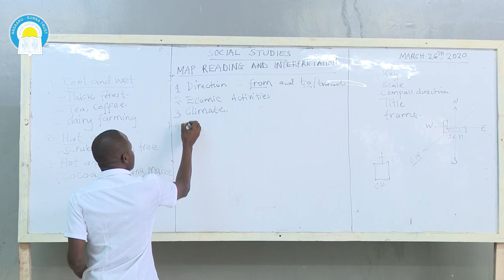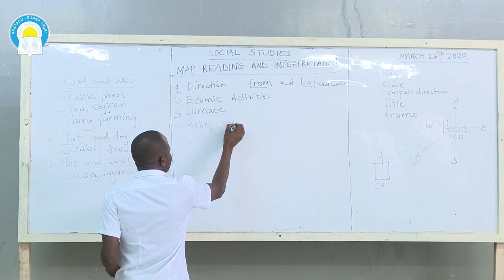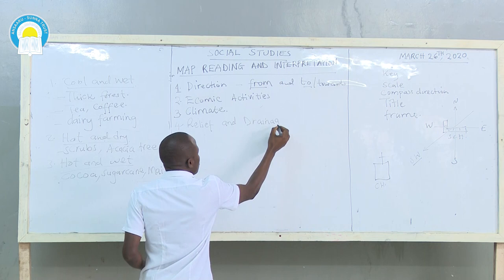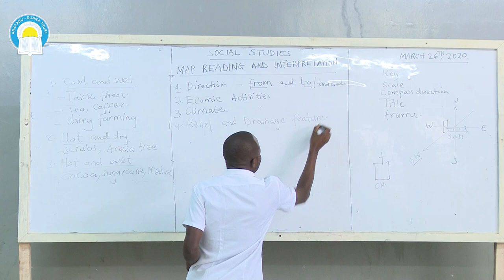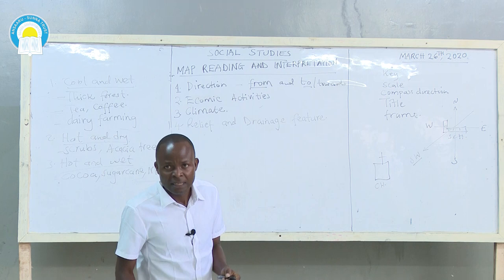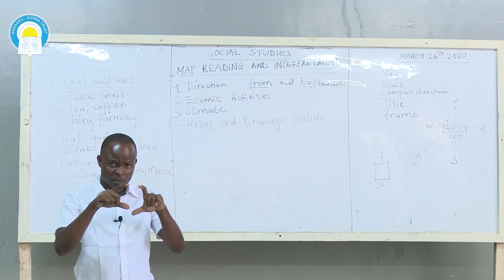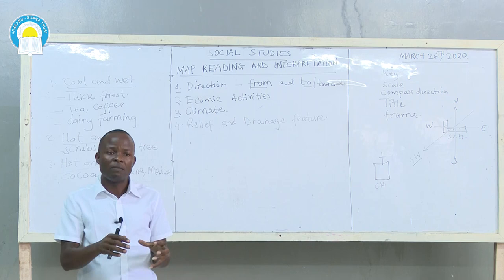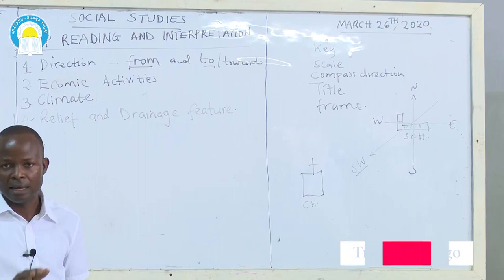The relief and drainage features. When we talk of relief, we are talking about the nature of the land you are studying. Some areas are flat, some areas are hilly. You can be given a map where part of it is a highland and part of it is a lowland. So you are also likely to be tested on that.